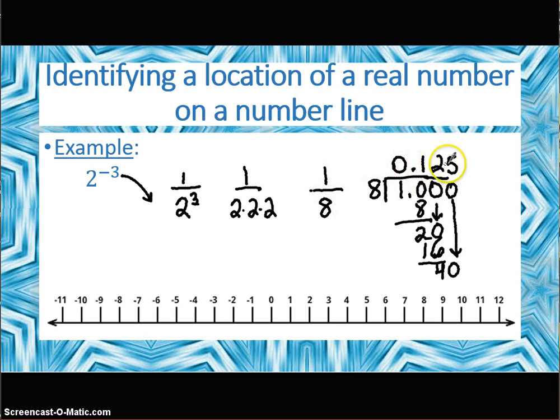So we get 0.125. Where would 0.125 be on the number line? It'd be here, close to 0, but between 0 and 1. So here is the value 2 to the negative 3 power. Notice I labeled it with my original amount.